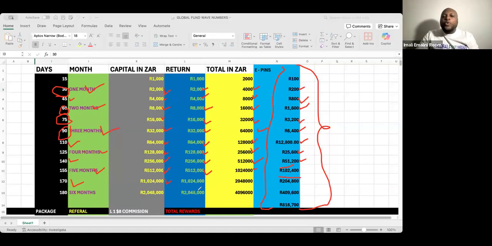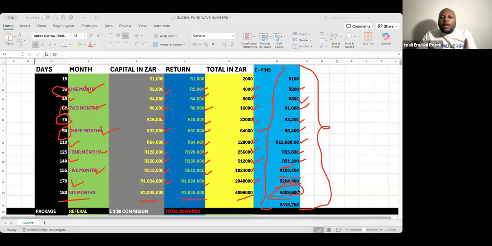Now, day 170. You take 1,024,000 and you double it. Now you have 2,048,000. You have used 204,800 worth of e-pins. Now, this is day 180, 6 months. Almost there. Ladies and gentlemen, you are taking back that 2,048,000, you double it, and you are sitting with 4,096,000. That's how beautiful it is. That's how it works. That's how simple it is.